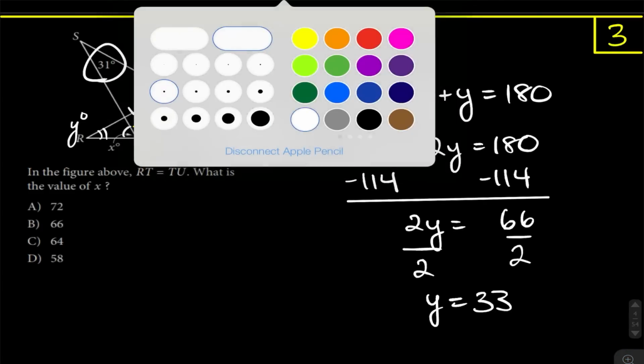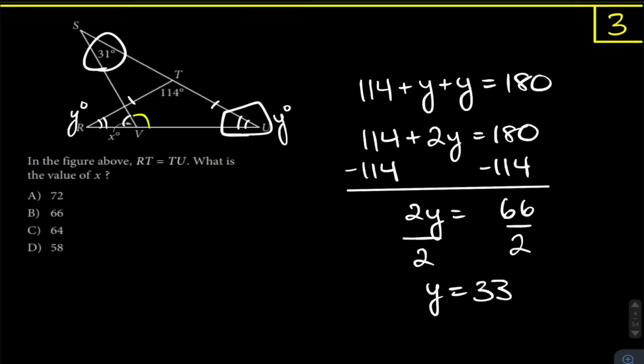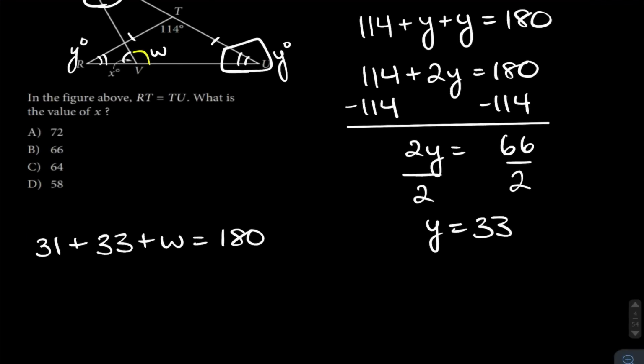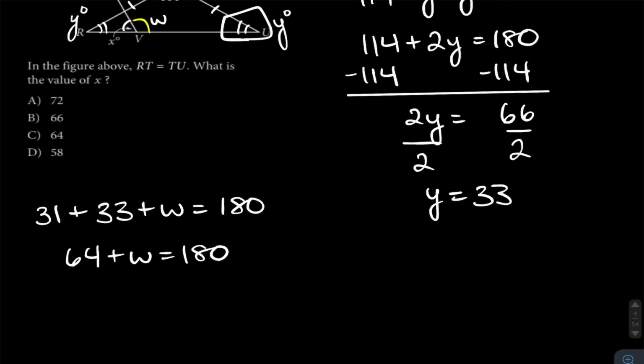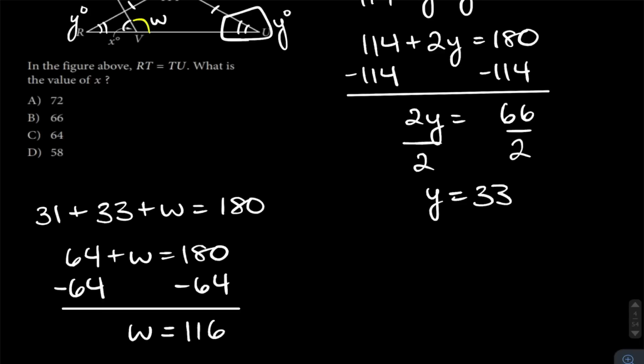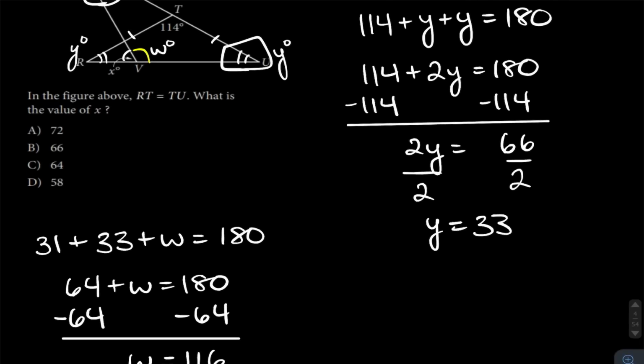It's going to be two steps, so it'll take a little bit, but we're going to get it done. We know that 31 plus y, which is 33, plus this yellow angle, which we'll call w, is going to equal 180. Well, 31 plus 33 is 64, plus w is 180. Subtracting 64 on both sides, we get that w is 116. So w is going to be 116.